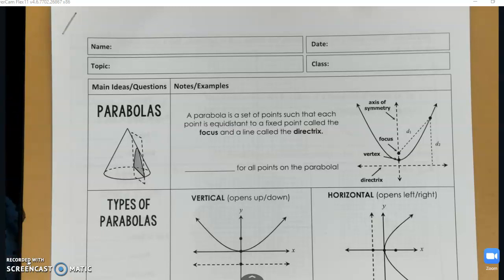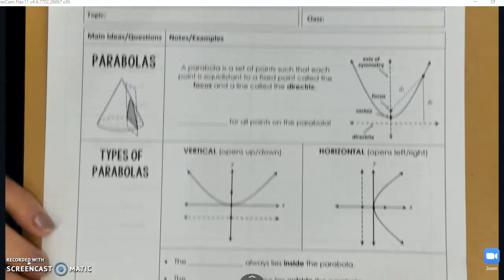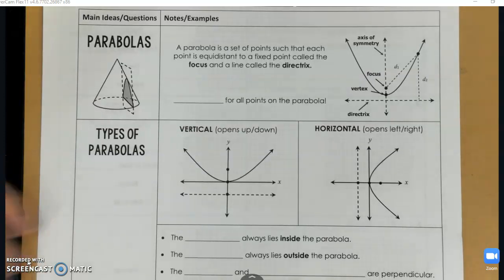All right, today we are looking at our next conic section, parabolas. We have looked at parabolas in the past, in the fall, and we only looked at vertical parabolas that opened up or down, but parabolas can actually also be horizontal, opening left or right. So first, let's talk about what defines a parabola.